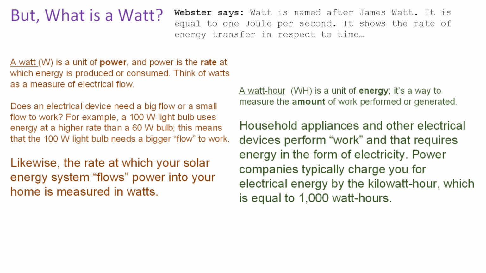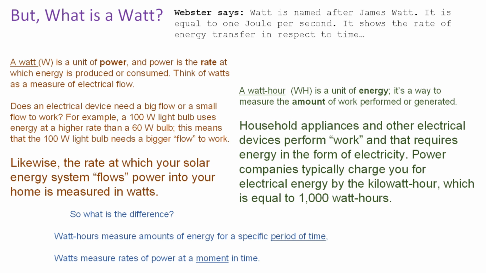A watt-hour is a unit of energy. It is a way to measure the amount of work performed or generated. So a watt-hour is the amount of work. Household appliances and other electrical devices perform work, and that work requires energy in the form of electricity. Power companies typically charge you for electrical energy by the kilowatt hour, which is equal to 1,000 watt-hours.